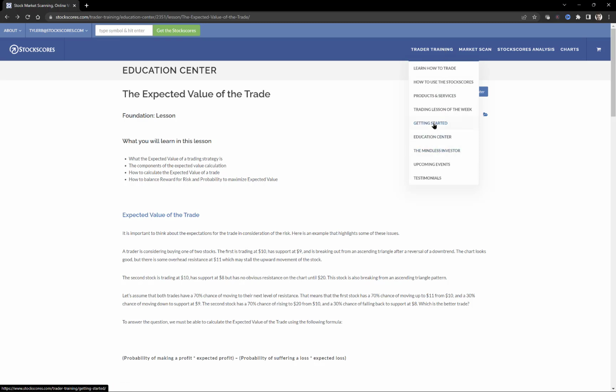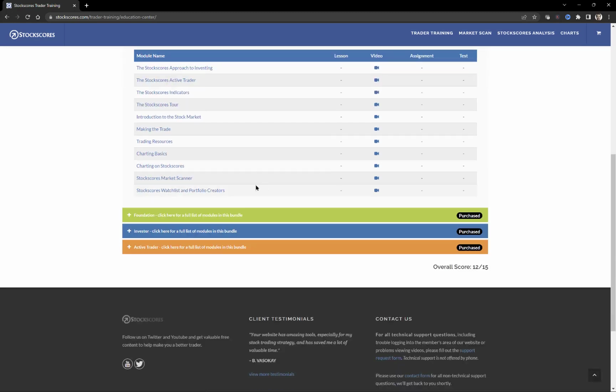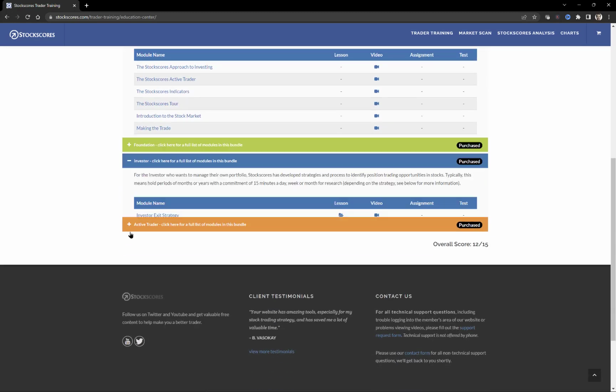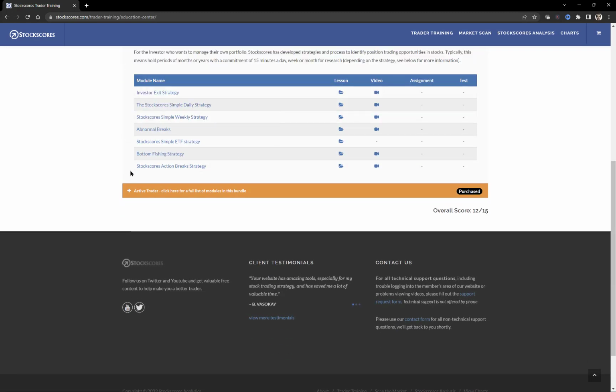Now, also within the Education Center is the strategy area. So here's the investor strategies. These are the strategies that I would use for buying stocks longer term. And there's a lesson here on the exit strategy. And again, there's a written lesson.